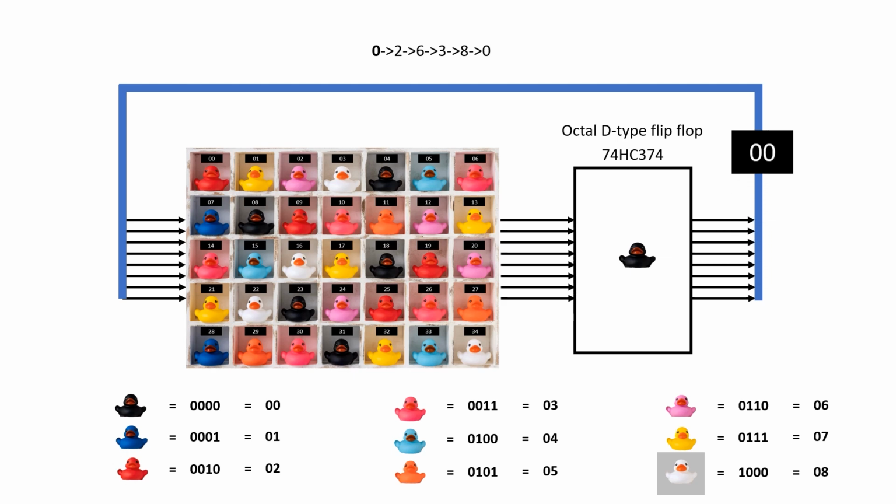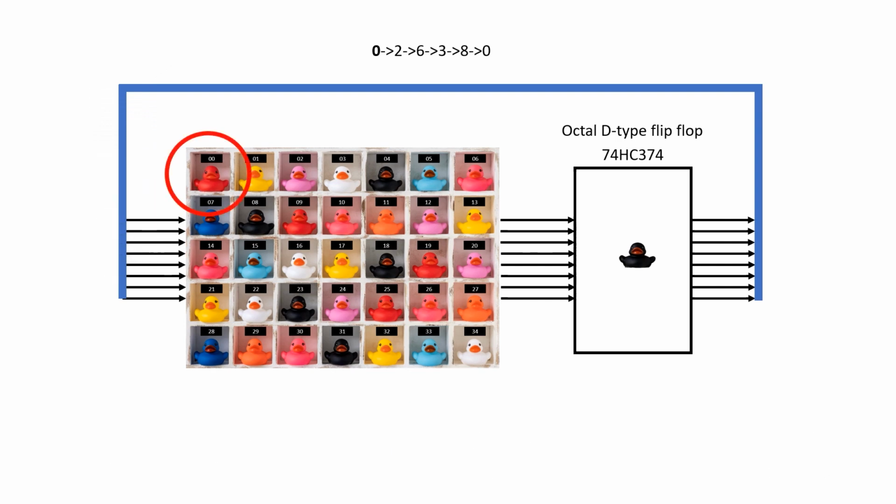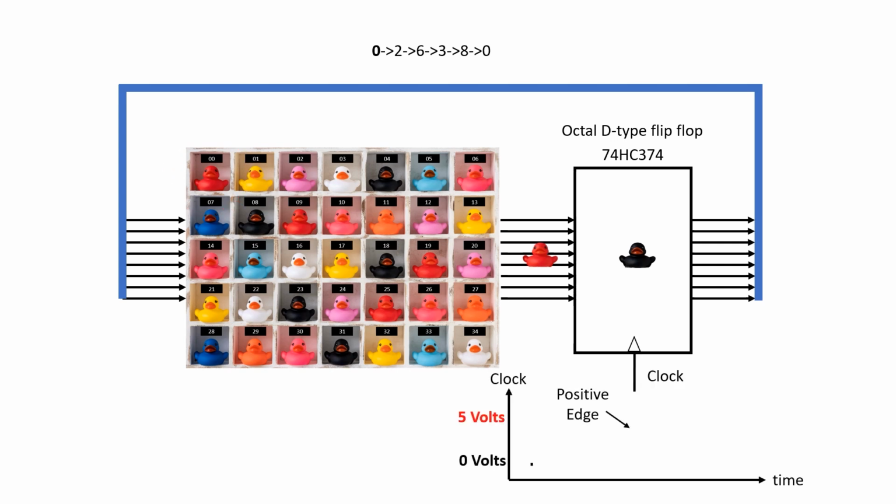This is output onto the bus. It flows around back into the address lines of the memory. The memory does the lookup. It sees the red duck and transmits that to its output lines. Then on the next rising edge of clock, this gets latched into the flip-flop. So we've gone from 0 to 2.